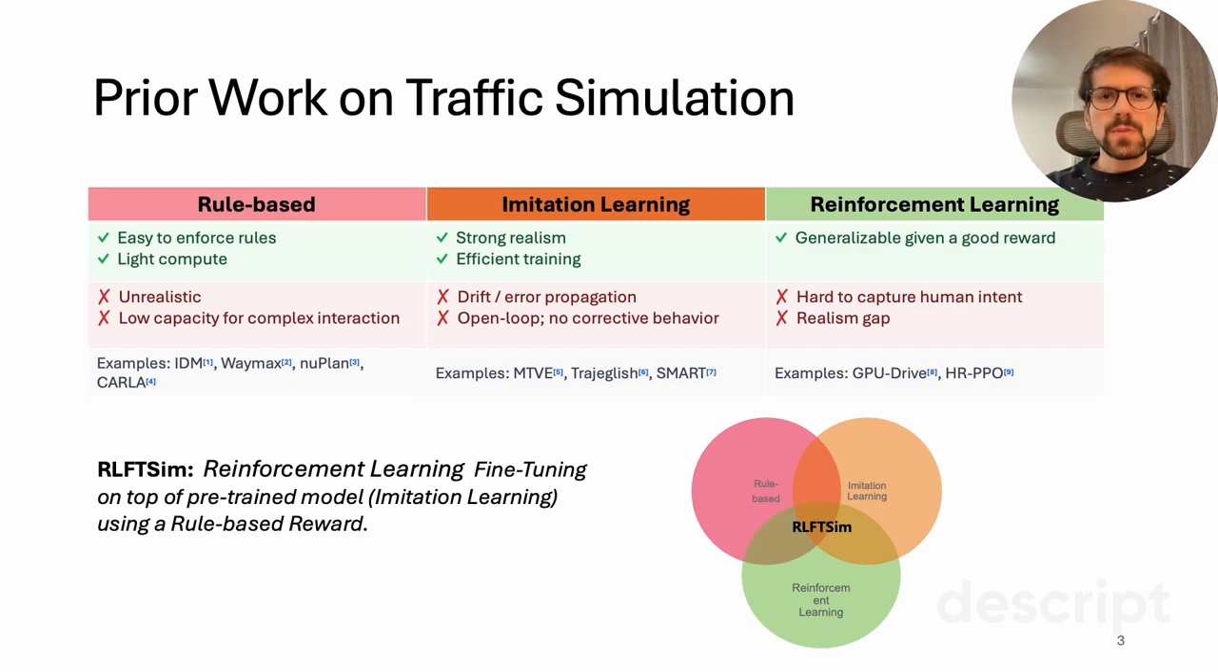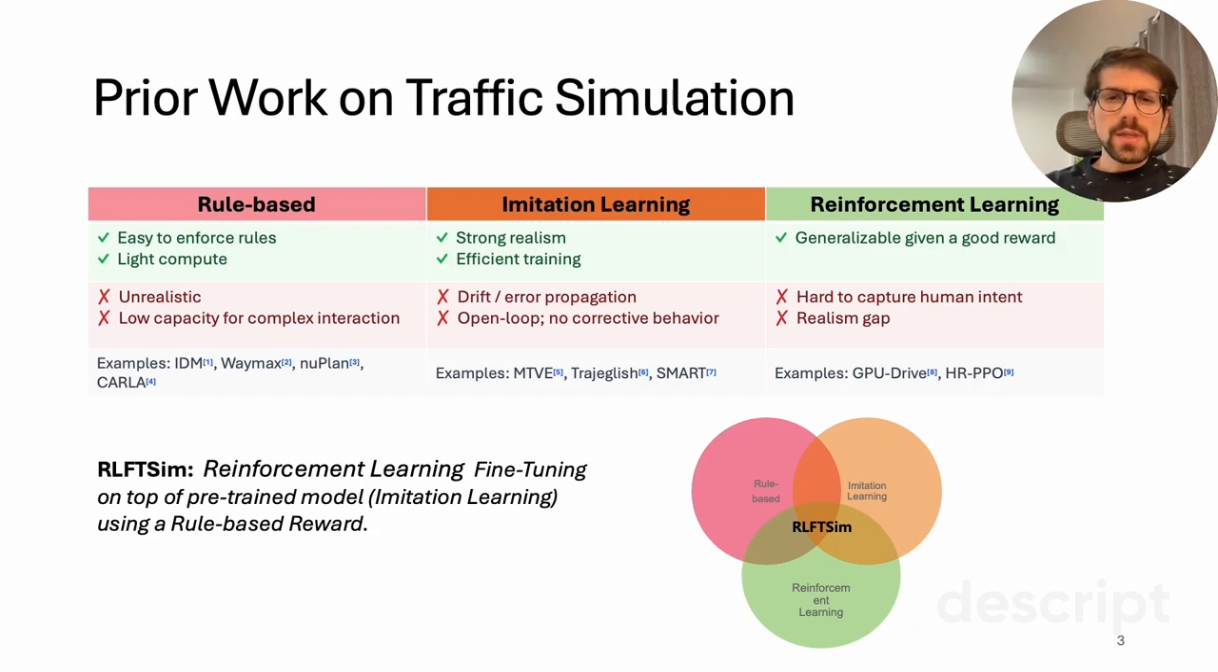Prior work on traffic simulation falls into three buckets. Rule-based methods like IDM are light and easy to compute, but they only generate primitive behaviors. On the other hand, imitation learning methods give strong realism and train efficiently, but they are open loop, meaning that errors compound at rollout time and no corrective behavior is trained. Reinforcement learning from scratch generalizes well, given a good reward. However, heuristic reward functions don't lead to good realism. Meanwhile, human-like driving is hard to capture as a reward function.